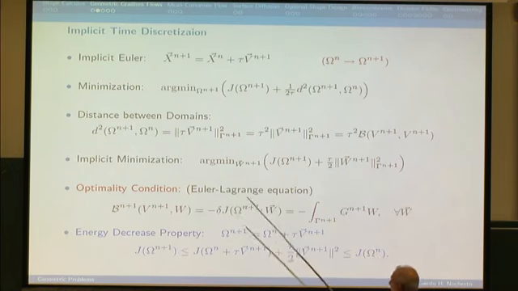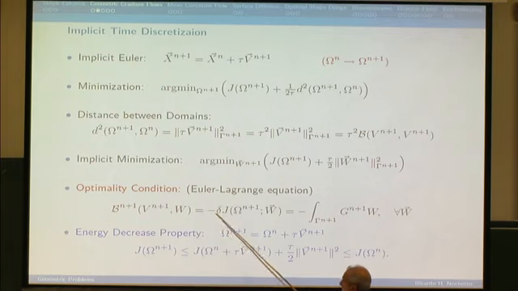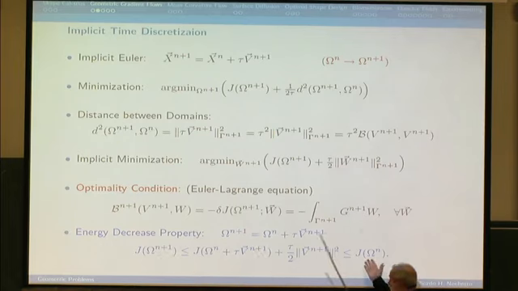Discretization in time. This has the property that it decreases the energy. You can see by simple manipulation, the energy of the new configuration is less or equal than the energy of the current configuration. So it's a good method. At least it decreases the energy. But it has a problem.